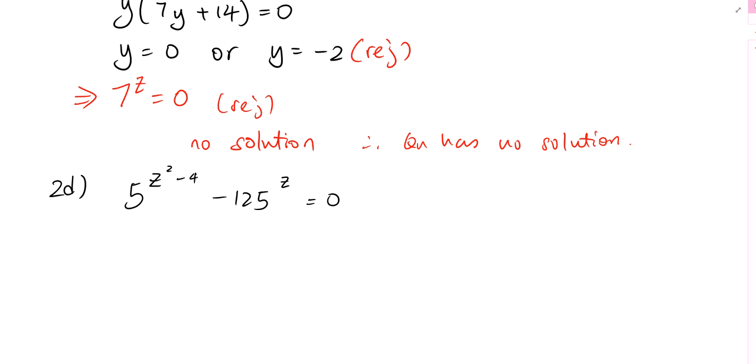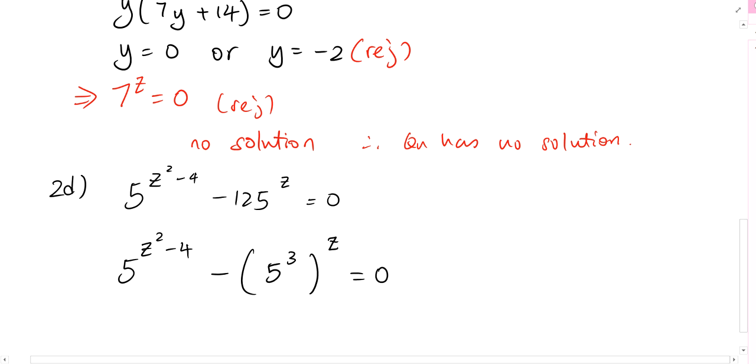So again, we want to solve for the unknown. The unknown is in a power. Since the unknown is in the power, I must be comparing the bases eventually. What is a good base for us to have? 5. Now on this side we already have 5 to the power of z squared plus 4 minus. Now I want to rewrite 125 in terms of 5. What would that give me? 5 cubed equals 0.